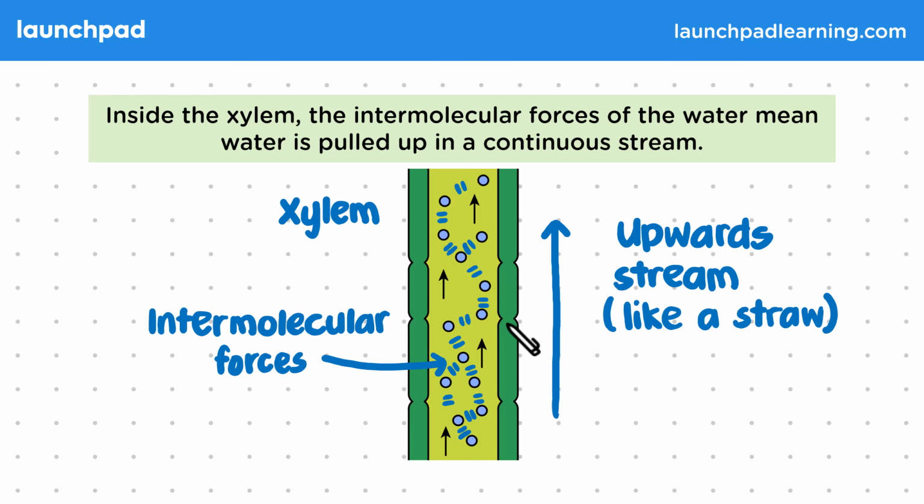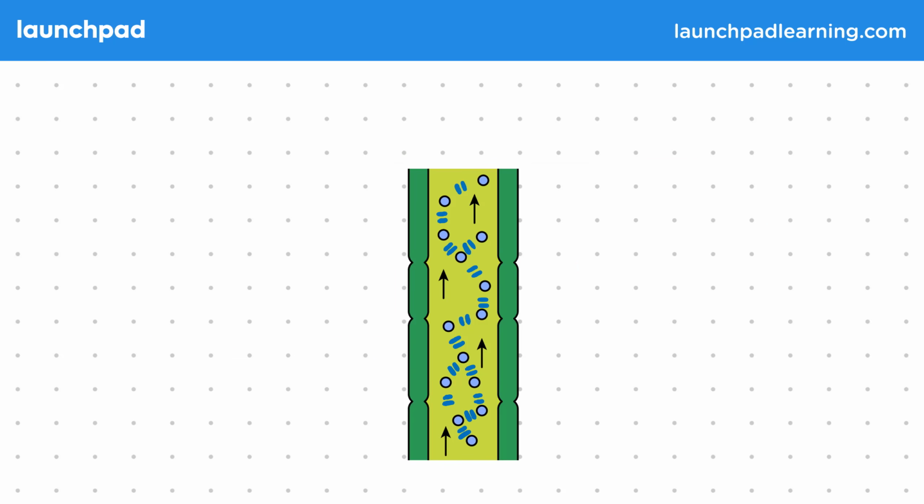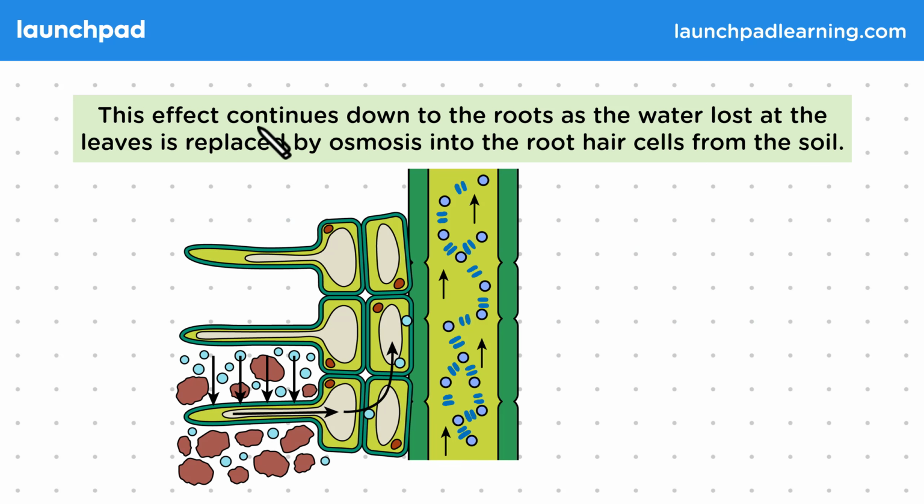Remember that xylem is a tube strengthened by lignin, a polymer that provides support. For the exam, you need to link the fact that the xylem is hollow and strengthened, allowing it to withstand this sucking effect and maintain the transpiration stream. What happens further down the plant? This effect continues down to the roots as the water lost at the leaves is replaced by osmosis into the root hair cells from the soil.